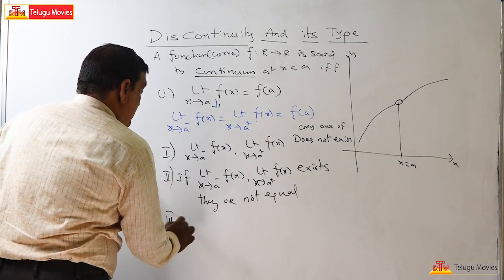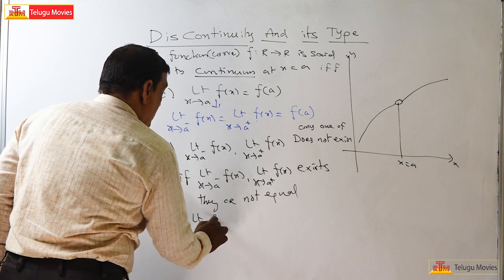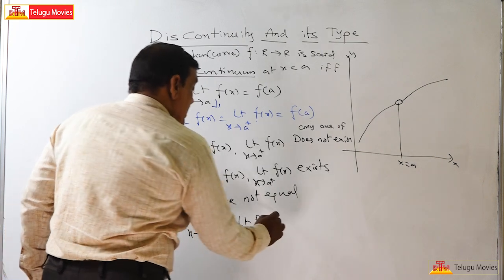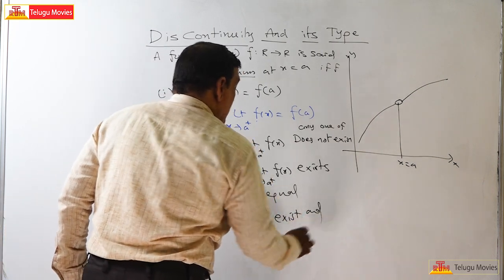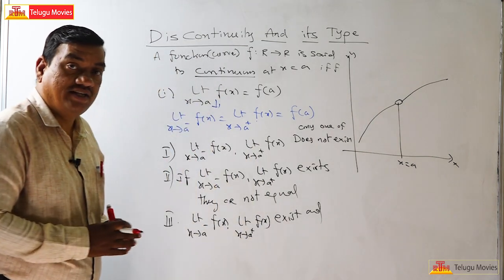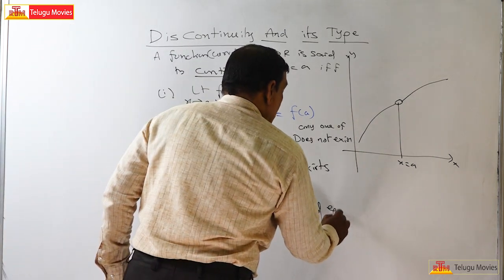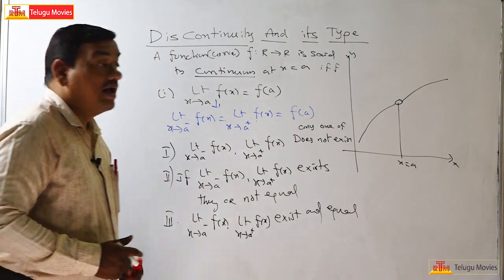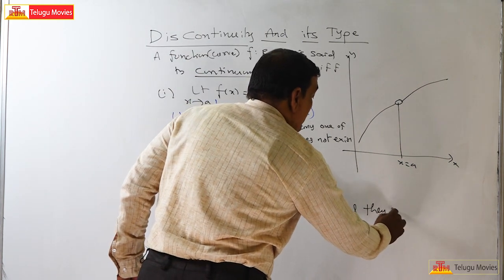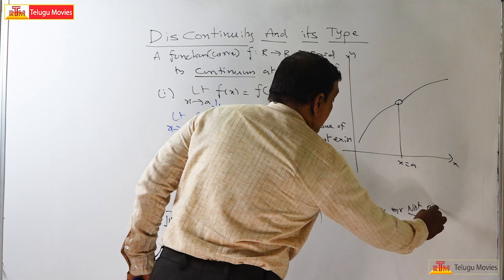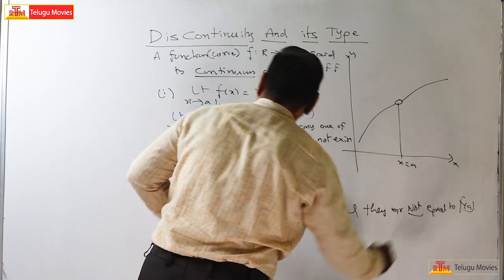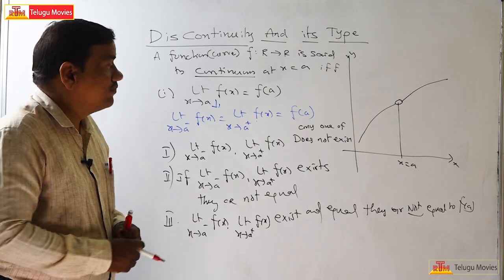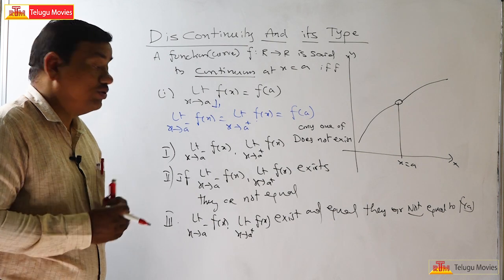The third case is when limit x tends to a minus f of x and limit x tends to a plus f of x both exist and both are equal. That means limit x tends to a f of x exists, but it is not equal to f of a. That means limit x tends to a f of x not equal to f of a. In that situation also the function is discontinuous at x is equal to a.